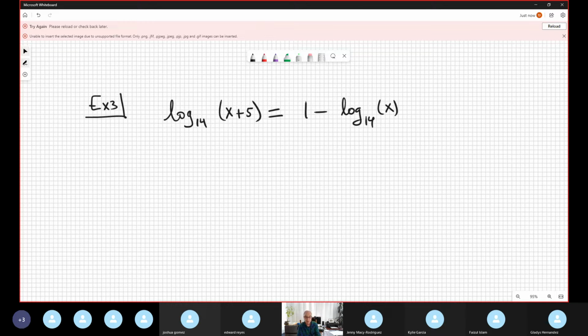Okay, common sense. The procedure says condensing, and to condense we need the logarithms on the same side. So you move it to the other side: logarithm base 14 of x plus 5 plus logarithm base 14 of x equals 1. Now you are ready to condense this. Right, this is straightforward.